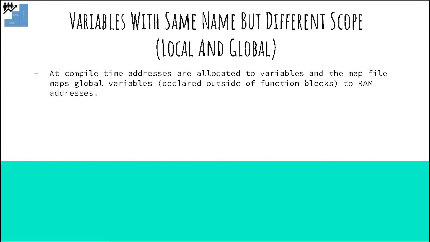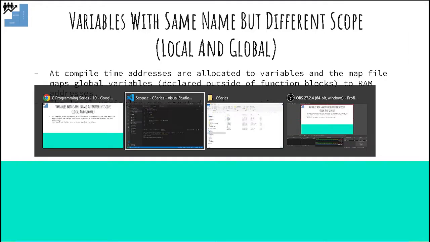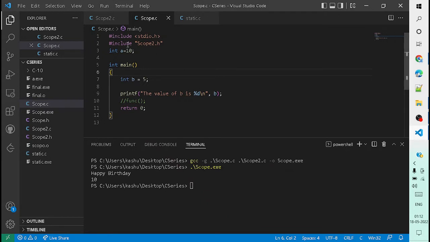Now another concept is to have the variables with the same name but different scope. So I'll have this commented here, and let's suppose that this global variable and local variable have the same name. What will happen here is that this function will print the value of a as is over here. Why is it like that?